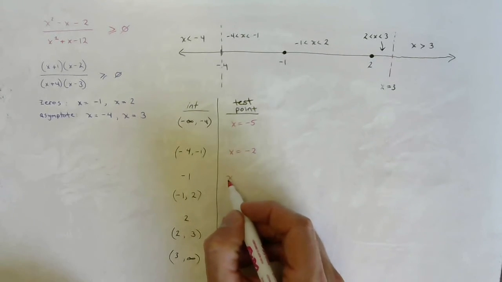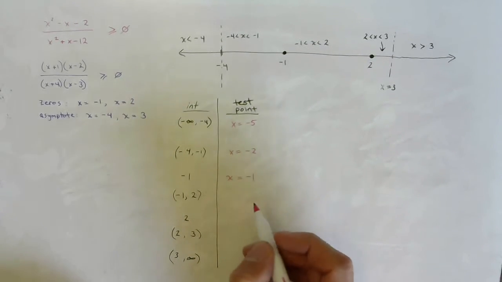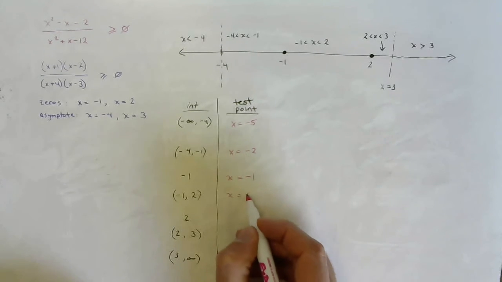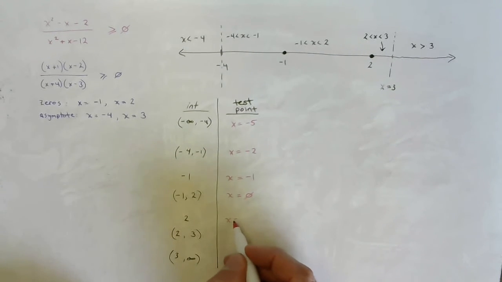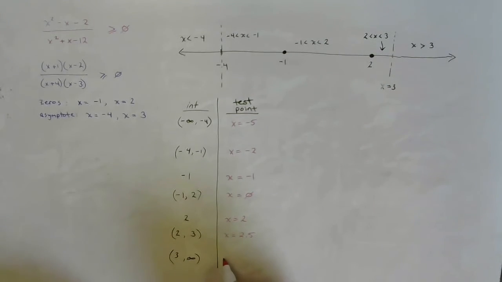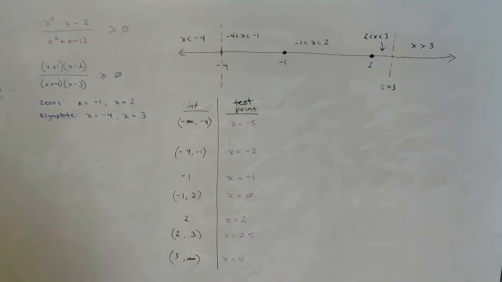This is really easy. If x equals -1, it has to be -1. Here we could choose x equals 0. X equals 2, we don't get to choose. X equals 2.5 is right in between 2 and 3. And x equals 4 is the easiest one in that last interval.